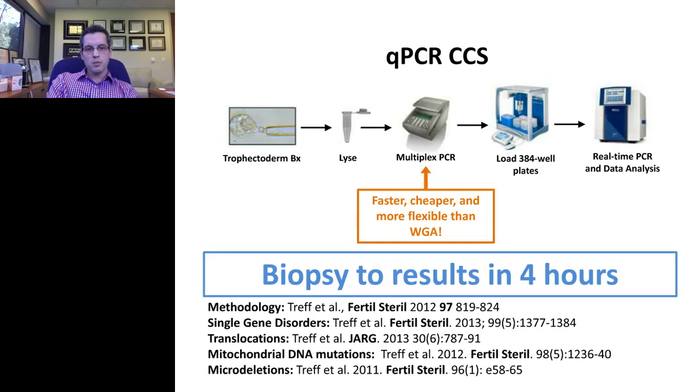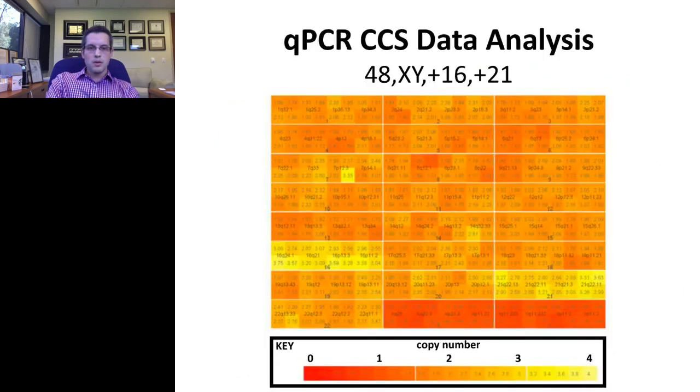Interestingly, we've also been able to apply this to look at microdeletions. And this is an example of what some of the raw data looks like. Here we're looking at a sample that we knew possessed trisomy 16 and trisomy 21. And what you see is basically a heat map showing the copy number for all 24 chromosomes.